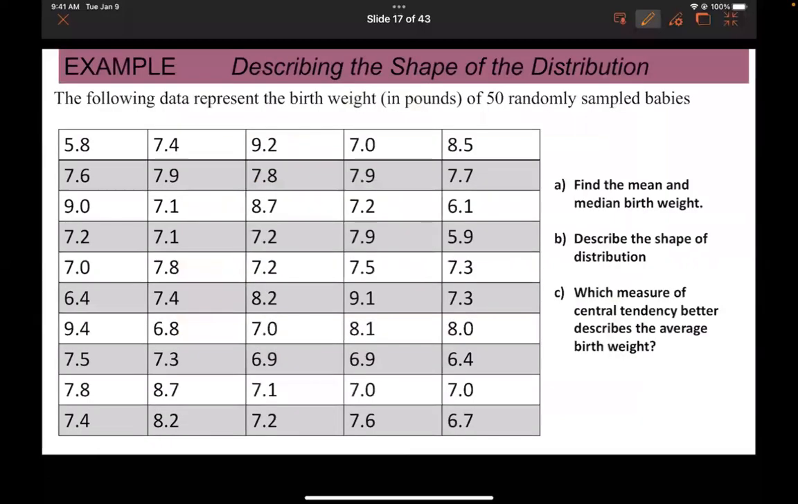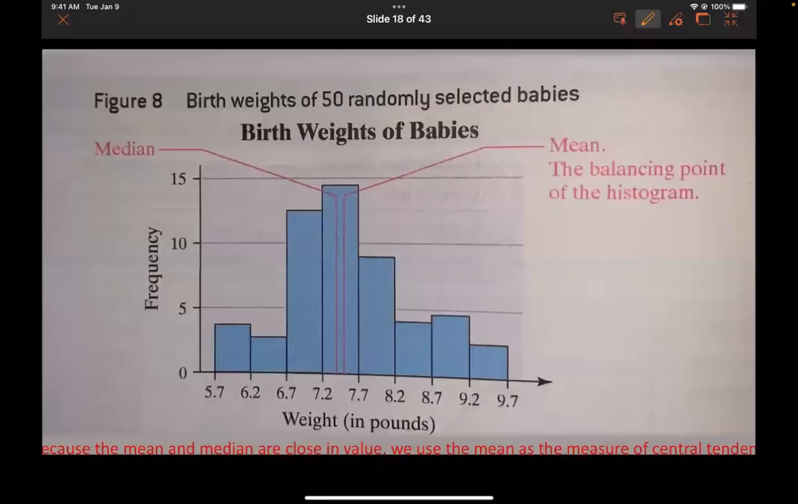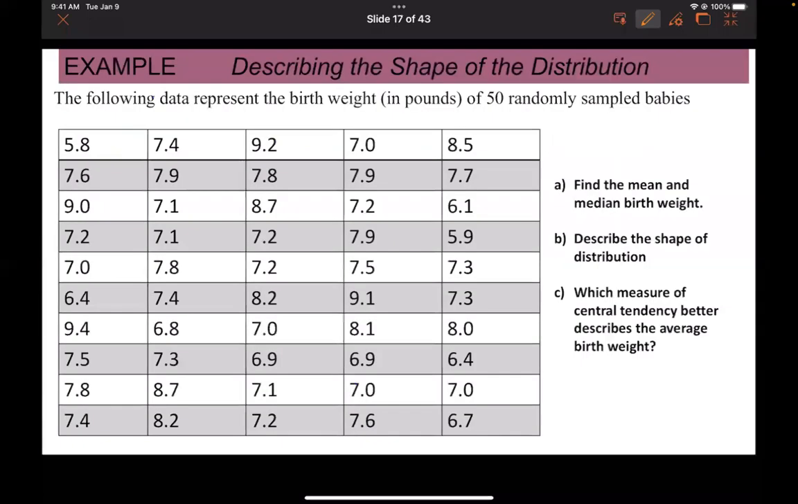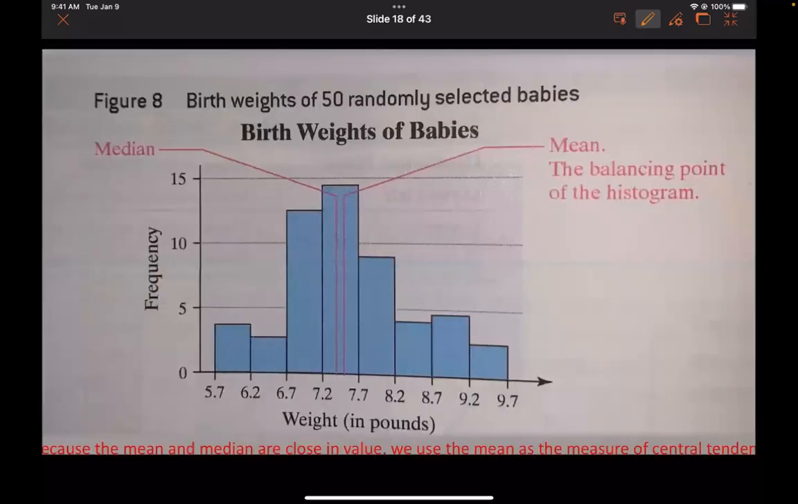All right, let's take a look at this one. Mean birth weight, did I find that for you? I'm not going to make you find this because this is 50 randomly sampled babies. I'm not even going to make you put this in your calculator, but here are our 50 randomly sampled babies. There's a lot of them, and this is their birth weight in pounds. So take a look. Here on my graph, my mean is right here. It is slightly to the right of my median. My median is right here. I would call these roughly the same.